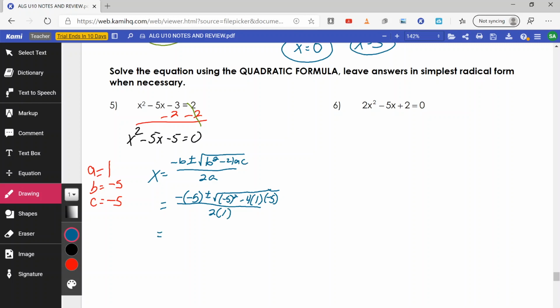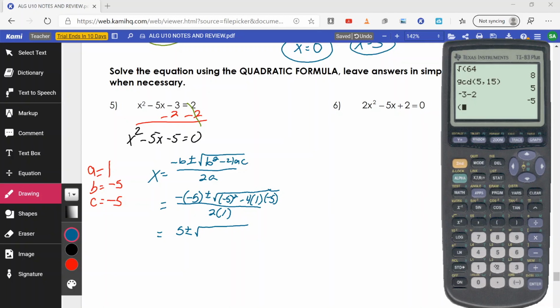So now what I'm going to do is go through and simplify this whole thing. So negative, negative 5, all I end up doing is changing the sign. So negative 5 becomes a positive 5 plus or minus the square root. And what I'll do is everything that's under the square root together. So here we have negative 5 squared minus 4 times 1 times negative 5.